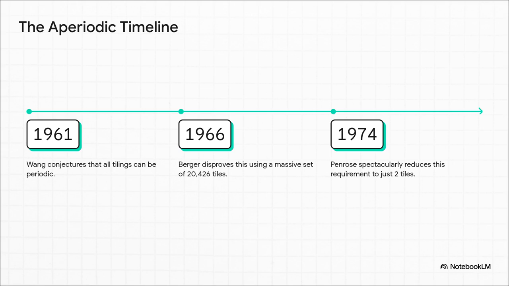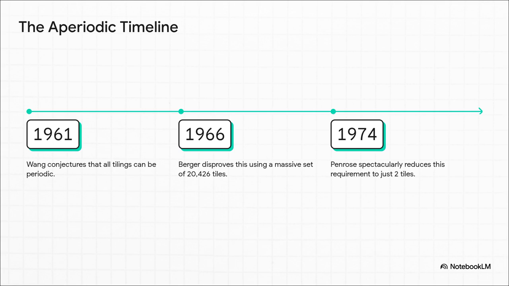The hunt for aperiodic tilings, tilings with zero translational symmetries that can never ever be rearranged to be periodic, was honestly a massive mathematical drama. Back in 1961, a mathematician named Wang conjectured that any set of tiles that could cover a plane could always be arranged periodically. But then, in 1966, Berger completely shattered this idea. He successfully found an aperiodic tiling. The catch? He needed a mind-boggling 20,426 different types of tiles to pull it off. So the race was on to shrink that number.